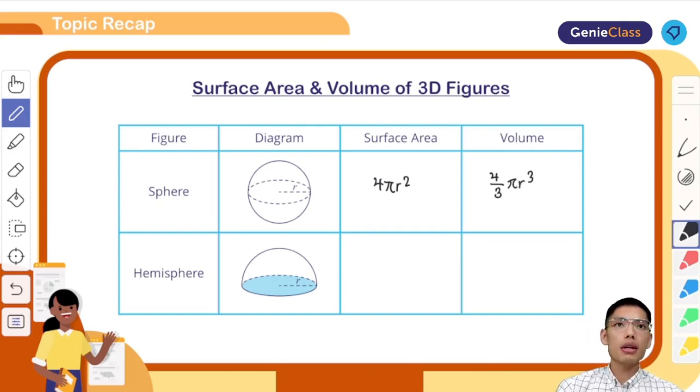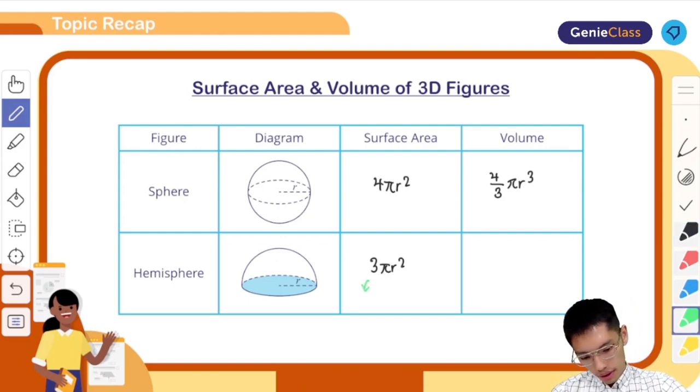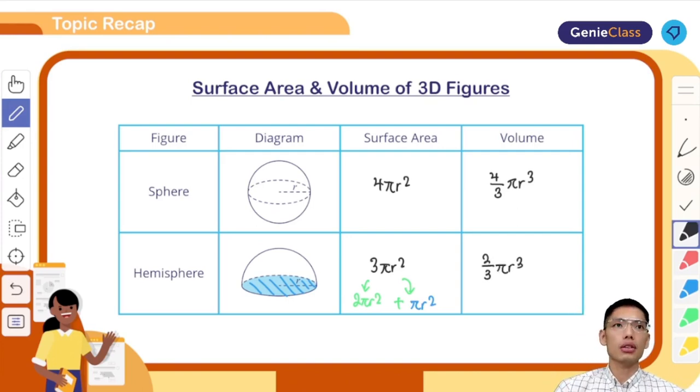Give me a while, I'm almost done. For a hemisphere, take note, it's not 2 pi r squared, it's 3 pi r squared, because it consists of the big curved surface area and my base. The base is the one I have shaded over here. And the volume I can say is 2/3 pi r cubed. So these are the things we can take note of for spheres and hemispheres, and also prisms and pyramids.